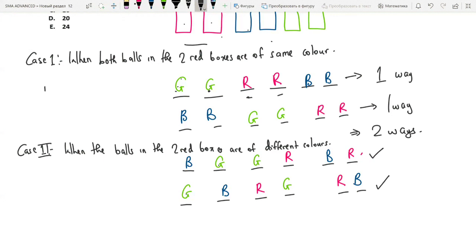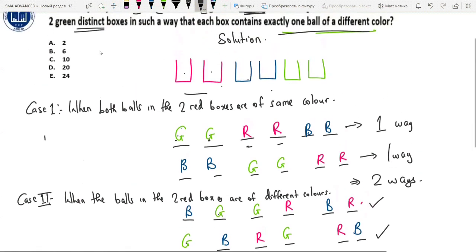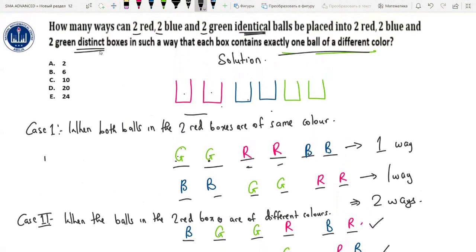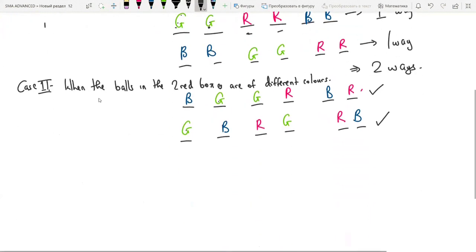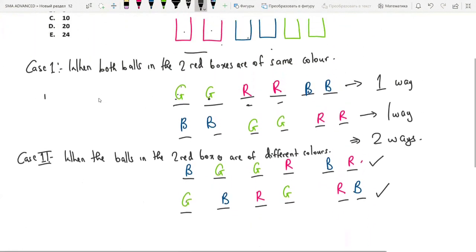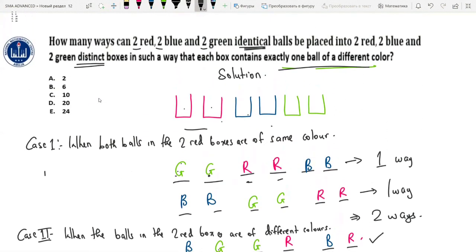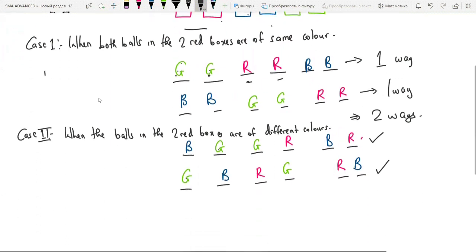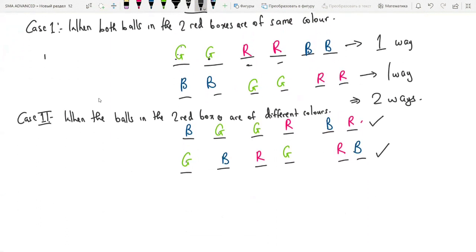Why? Because they say the boxes are distinct. They are different boxes. If the boxes were identical, then we could have had only one possible way here. But they say they are different boxes. They are distinct. Two distinct boxes. Two red, two blue, and two green distinct boxes. All of them are distinct. So this configuration is different from the first one.